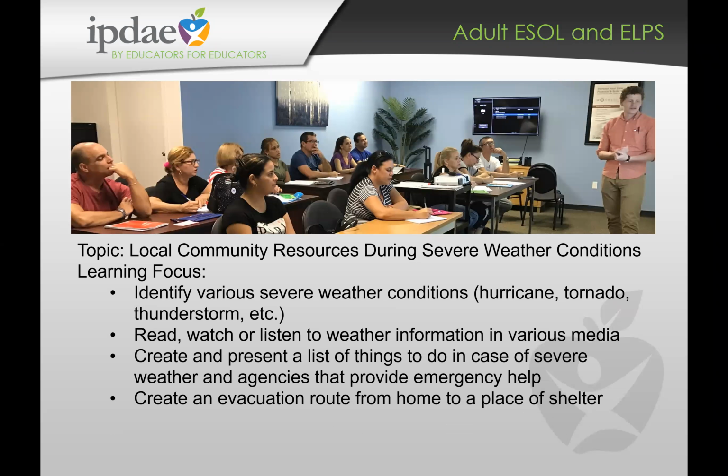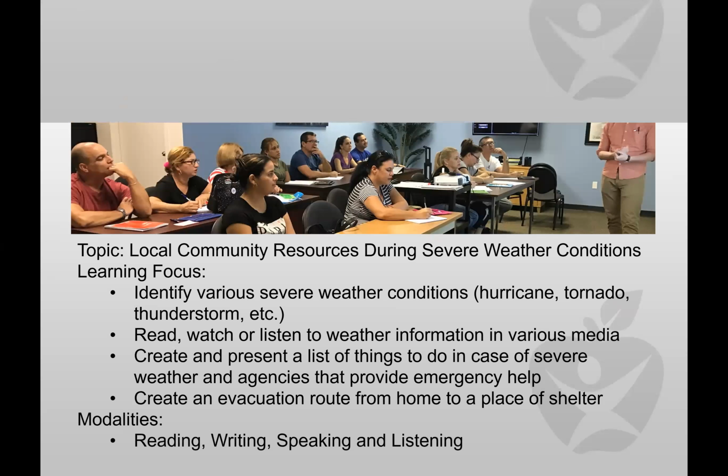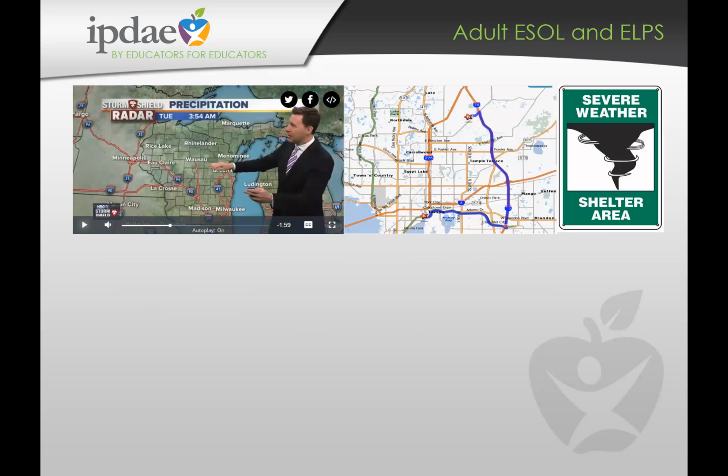Then there's another objective I added: to create an evacuation route from their home neighborhood to a nearby place of shelter. They need to find out how to get there in case of emergency, so at least they have it on their phone, or saved or bookmarked in Google Maps. The modalities I'm going to focus on are all 4: reading, writing, speaking and listening in this lesson. All right, so maybe I'm going to do some of these activities.